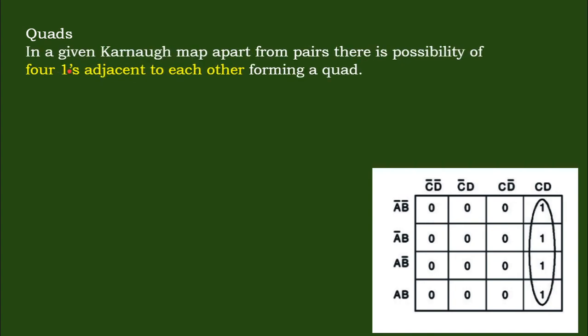The next one is the quad. Quad, as the name implies, is the combination of 4 ones together. These 4 ones may be in the vertical form, in the horizontal form, or in the square form of 4 cells. Okay, so let us see how the equation is written for this quad. In a given Karnaugh map, apart from the pairs, there is also a possibility of 4 adjacent ones to each other forming a quad.